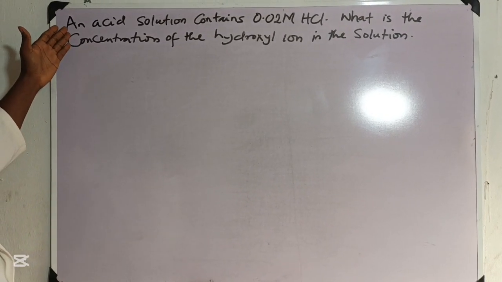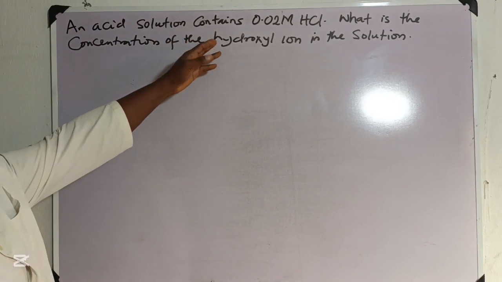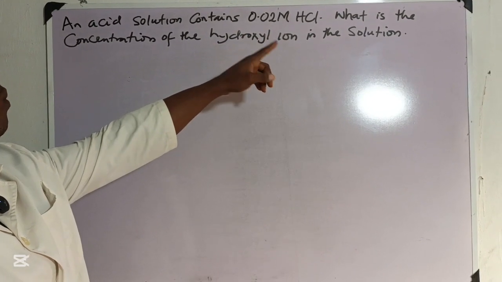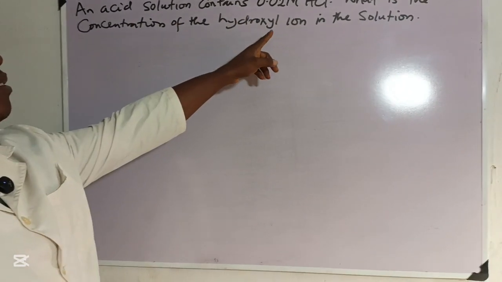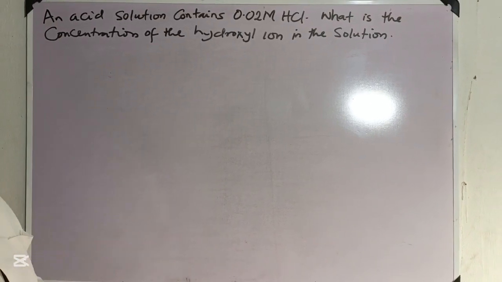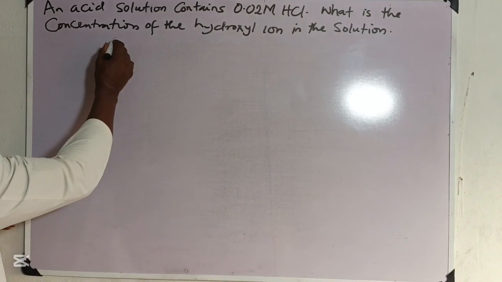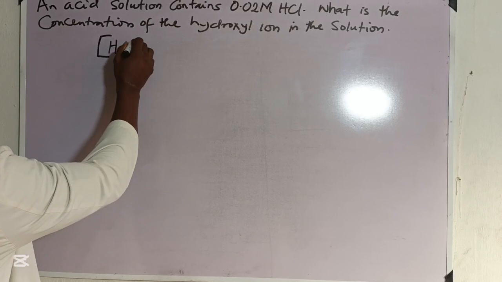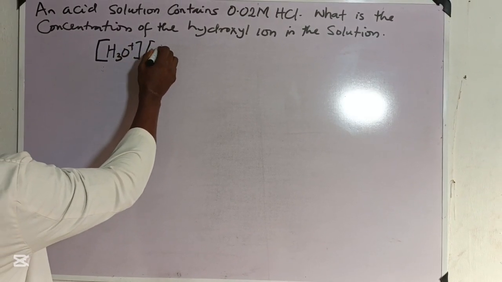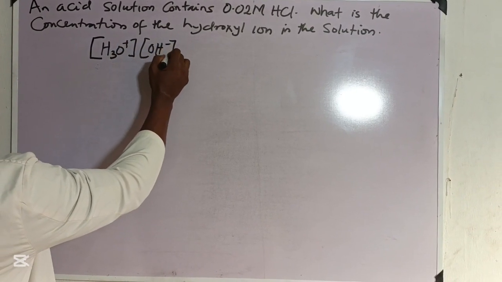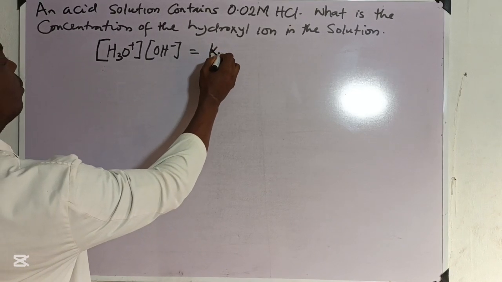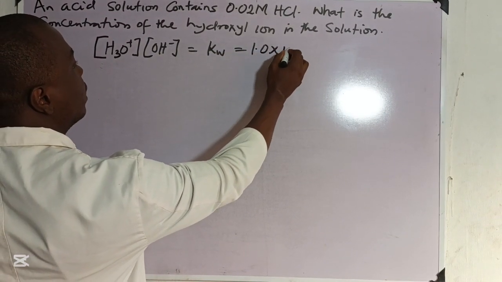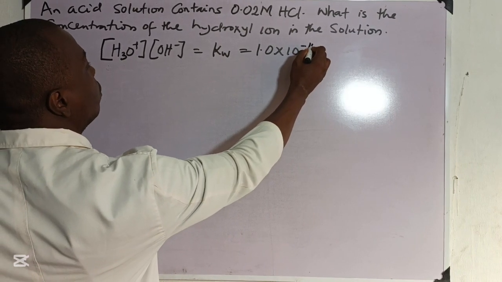Now, the first question is, an acid solution contains 0.02 moles of HCl. What is the concentration of hydroxyl ion in the solution? The formula that will be used for this calculation is concentration of hydrogen ion multiplied by concentration of hydroxyl ion is equal to the equilibrium constant of water, Kw, which is equal to 1.0 times 10 raised to power minus 14.